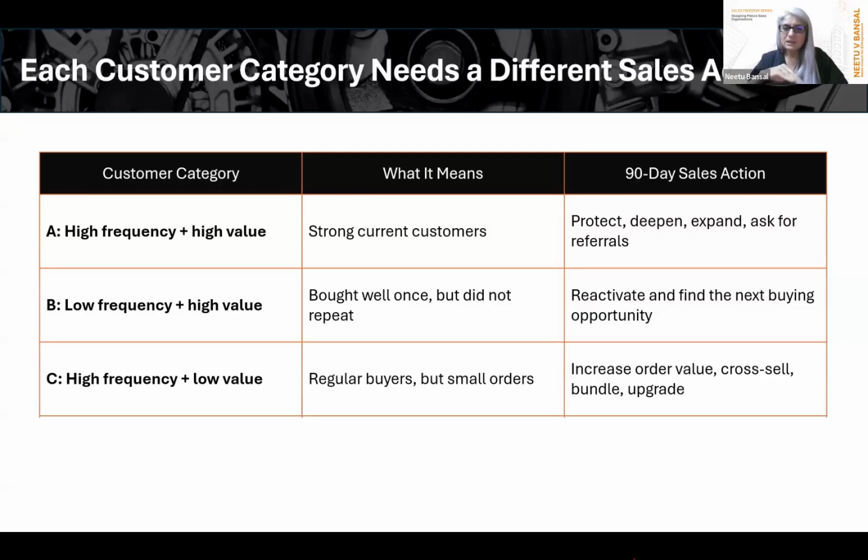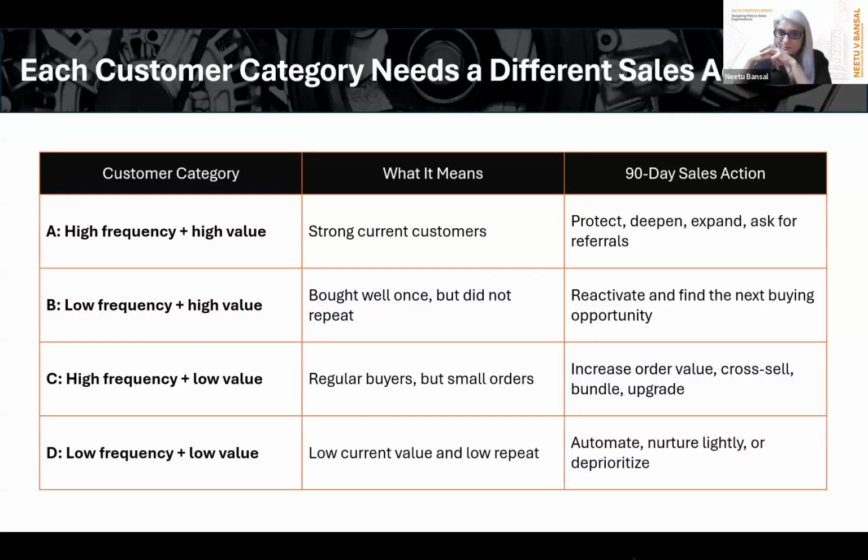Category C, here frequency is also high. They're buying regularly, but buying a little. And as an organization, if it makes sense for you, if you're a product company, then maybe increasing the order value. Can you buy more units? Can you buy a bigger order value? If you're a service organization, maybe not more units, but can you take services which are at a higher price point, right? That is called upgrading. Or how can you create a bundle, where you buy this along with that, so you benefit and I also benefit. That's the strategy that you will have with them.